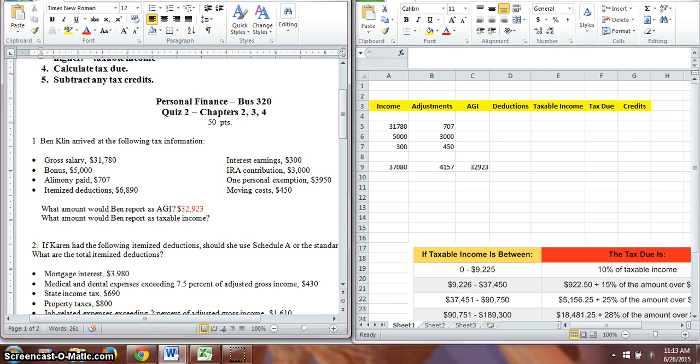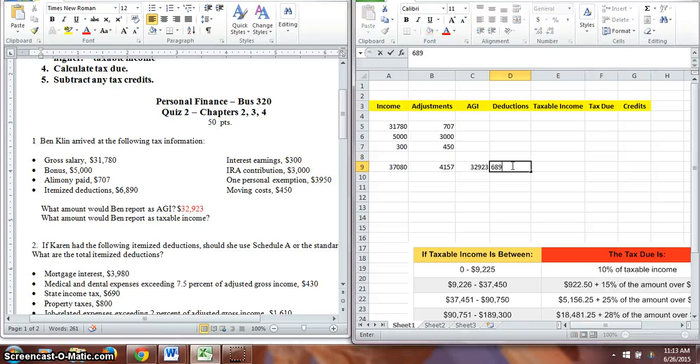Second question is, what amount would Ben report as taxable income? Okay, so I'm going to keep going. Deductions. For deductions, it's either the standard or itemized. Since the standard deduction is 6,200 and my itemized deductions over here are 6,890, I'm going to use 6,890.